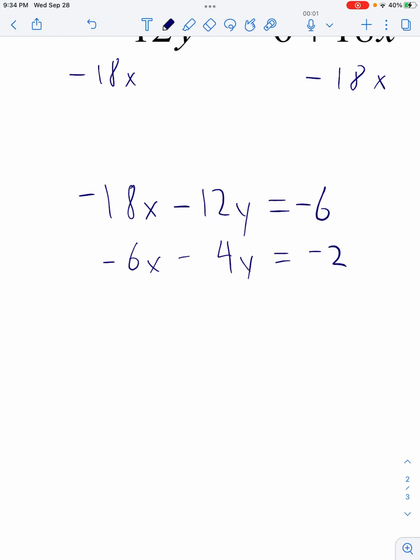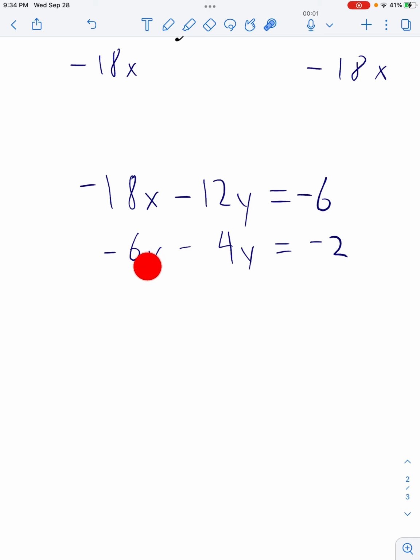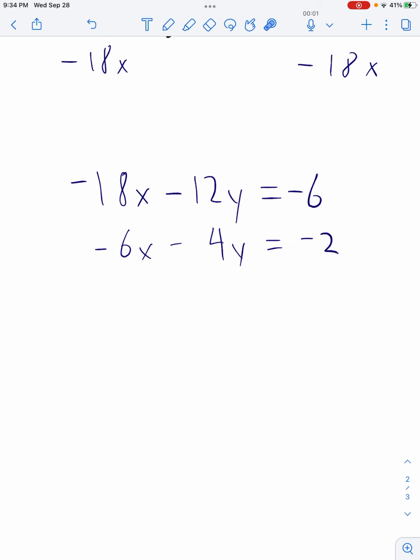So now we're using the elimination method, okay? We want to look at our coefficients. 18 is bigger than 6. What's one thing I can multiply -6 by to make it a number that, when I add it to -18, just cancels out? What cancels out with -18 when I add? It's going to be +18. So what number do I multiply -6 by to get +18? Well, that's -3, okay? That's one way I could do this.